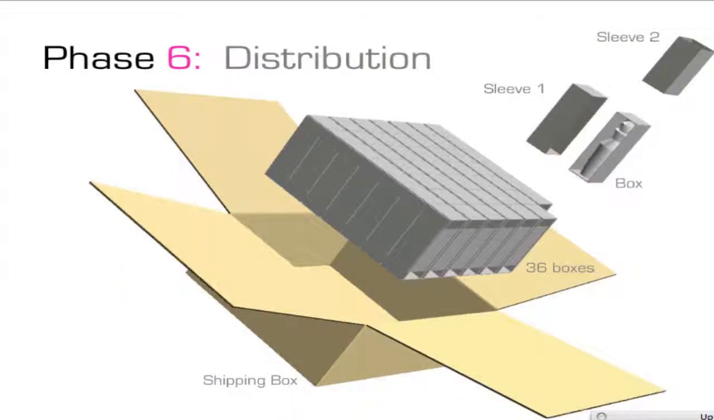And then phase 6 is distribution. So I decided to have 36 bottles in one case. All of them are just on the same layer. So this shows the box that was created in Artios CAD, and then it also shows how the sleeves work with the bottle.